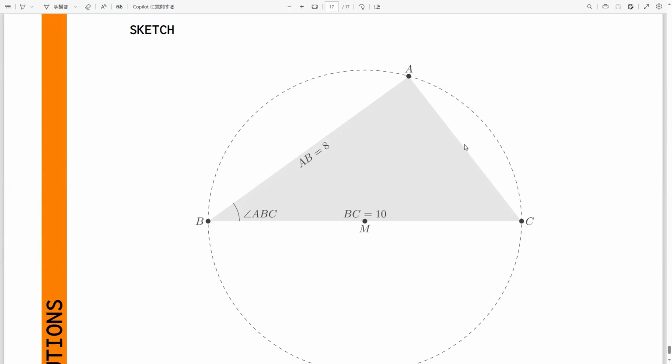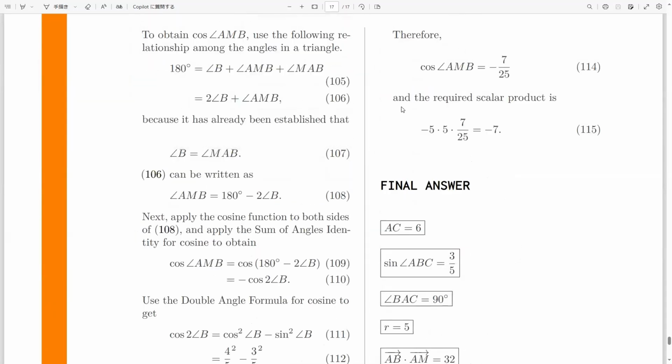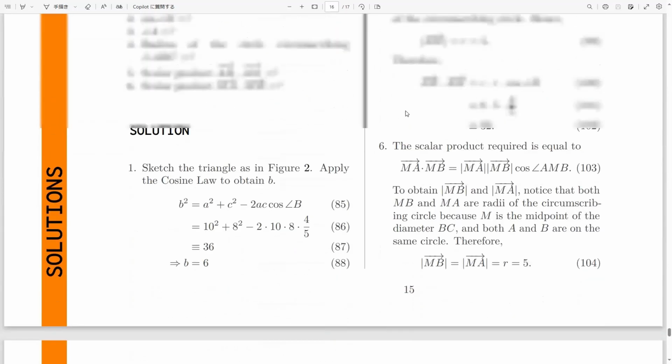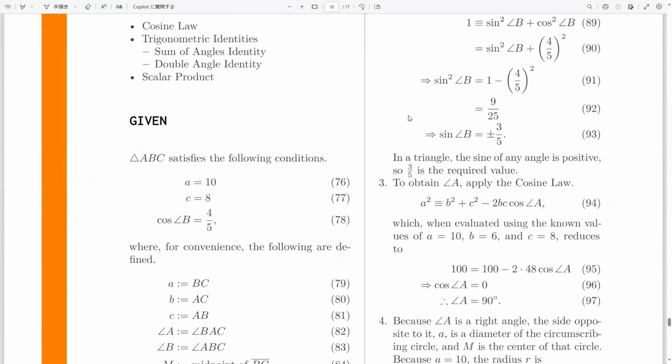Remember, the cosine law tells us that the square of the side opposite this angle equals the sum of the squares of the sides adjacent to the angle, minus twice the product of those adjacent sides times the cosine of this angle. So remember, we just want this angle. In this application of the cosine law, we can get the cosine of that angle. So let's see how that's done.